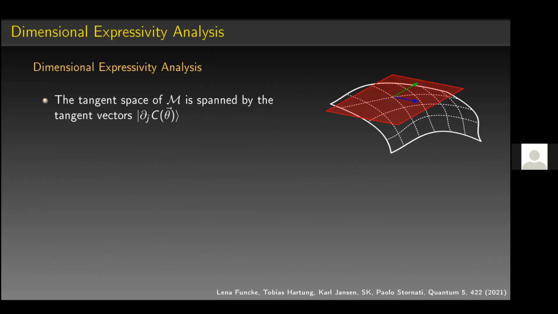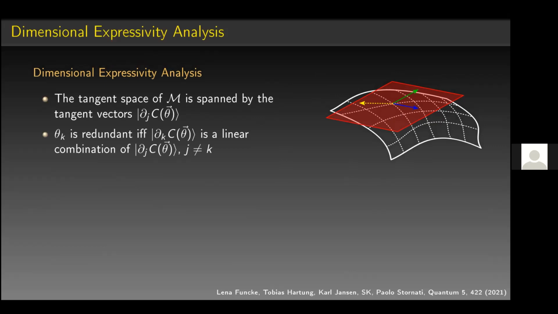So how do we do this? Basically we just use a simple geometric picture looking at the tangent space of our circuit manifold. If this white object here is the circuit manifold, then we pick a point and locally check the tangent space, which is indicated by this red plane. This tangent space is spanned by the tangent vectors, which are nothing but the derivative of my states with respect to the individual parameter.